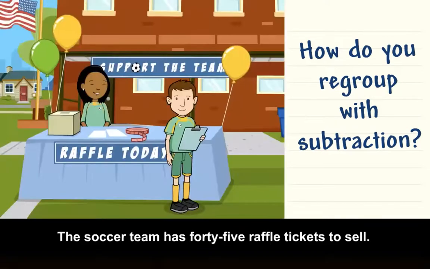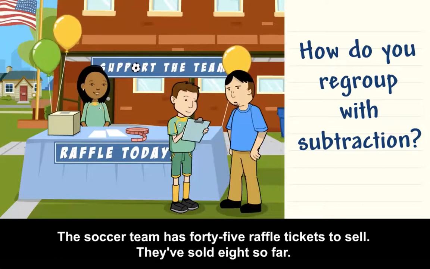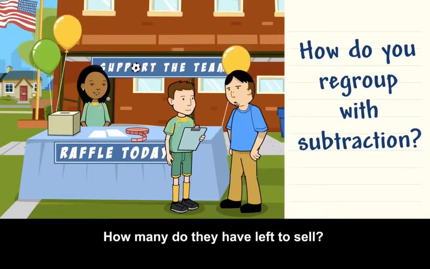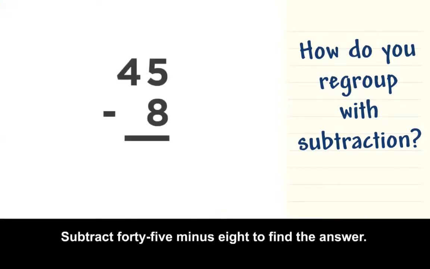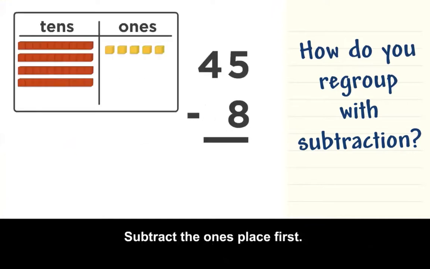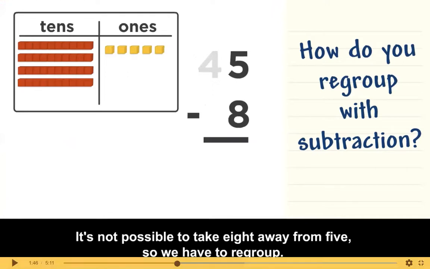The soccer team has 45 raffle tickets to sell. They've sold 8 so far. How many do they have left to sell? Subtract 45 minus 8 to find the answer. Subtract the ones place first. It's not possible to take 8 away from 5.